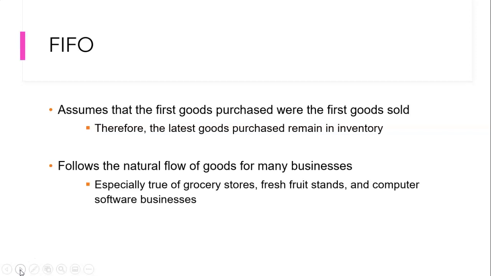So when you're buying tomatoes, you're buying the tomatoes that came in already, and the newest tomatoes that are going to come in haven't been sold yet. Okay, they're in the back and they're going to be put out. Something like that. Fresh fruit stands, computer software businesses.